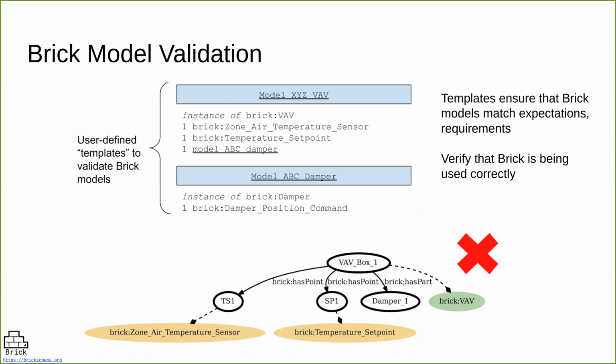And so in this example here, we've got a model XYZ VAV, and the requirements of that template are it's an instance of the Brick VAV core class. It has a zone air temperature sensor. It's got a temperature set point, and it contains a damper, and that damper is its own template.